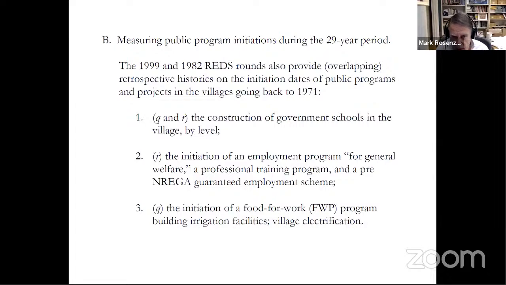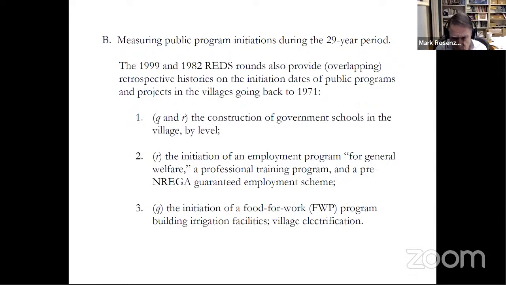Now, these are all going to be dependent variables, so we hope that whatever measurement error there is is relatively random, and it's not going to affect anything but the precision of our estimates. All right, so what are the ones that we can look at where we have the timing of initiation? We have the construction of government schools in the village by date and by level of school, primary, secondary. We have the initiation of 3 types of employment programs: an employment program, quote, for general welfare, a professional training program, and a pre-NREGA guaranteed employment scheme.